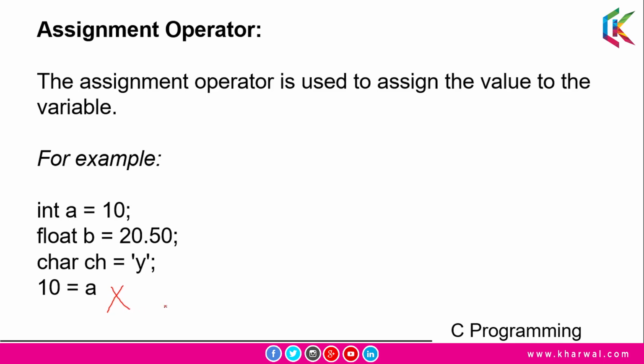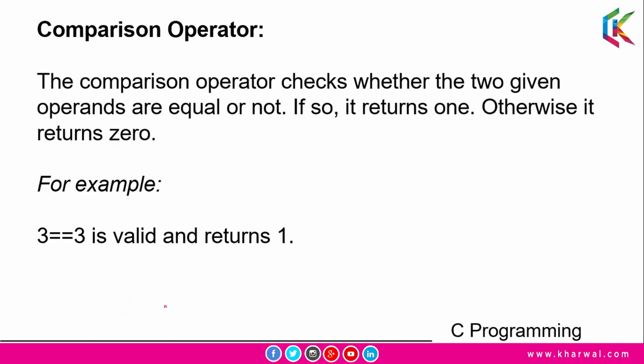Now guys, let's go ahead and we'll discuss comparison operator. Guys, the comparison operator checks whether the two given operands are equal or not, and if that expression is true, then it will return 1, otherwise it will return 0. And here is the example of comparison operator. So 3 equal to 3 is valid and it will return 1. Guys, we can place constant term in the left hand side in the comparison operator and it will work.